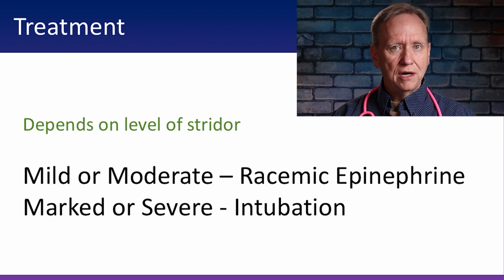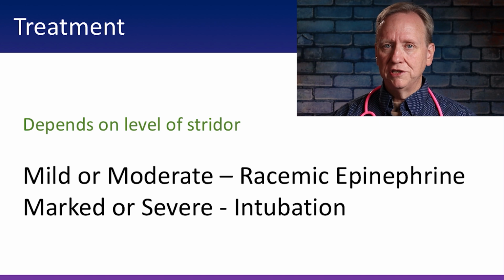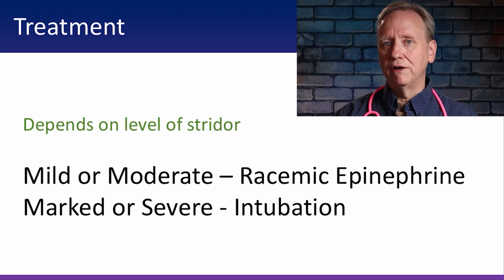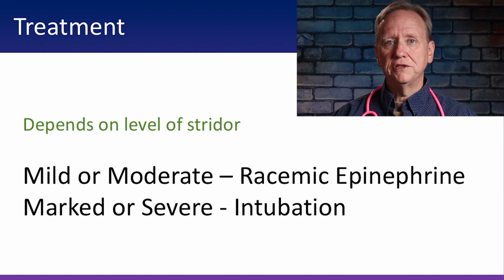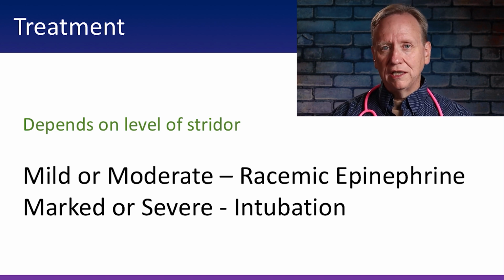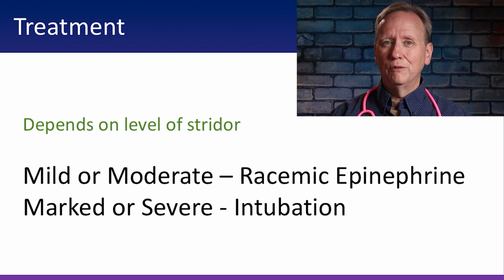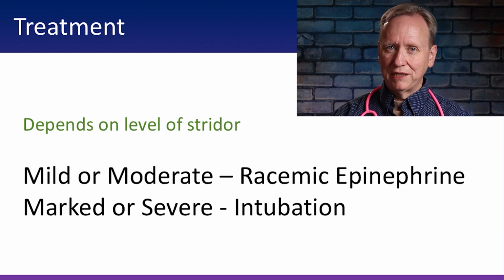What we can try, maybe for just a little bit, is a drug called racemic epinephrine. I'll talk about that, but it's a vasoconstrictor, an alpha-1 constrictor, so it can decrease the inflammation sometimes very quickly. However, if the stridor is really marked or severe, we're not going to have time to try racemic epinephrine. We're going to have to go ahead and establish an airway. And you're going to intubate, and we'll talk about that in just a minute.